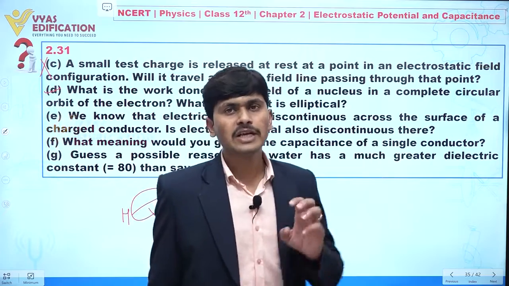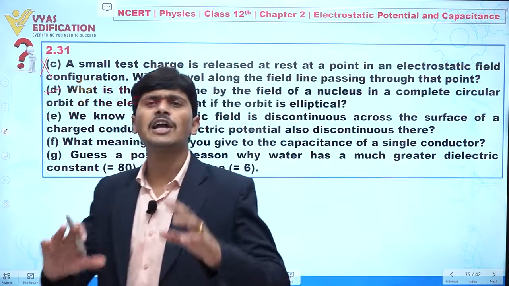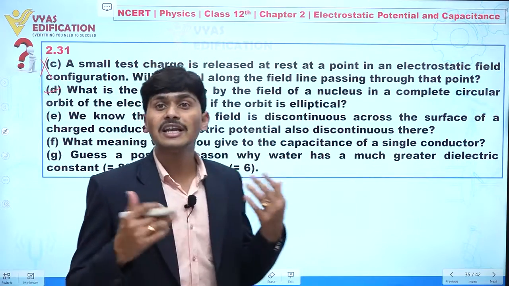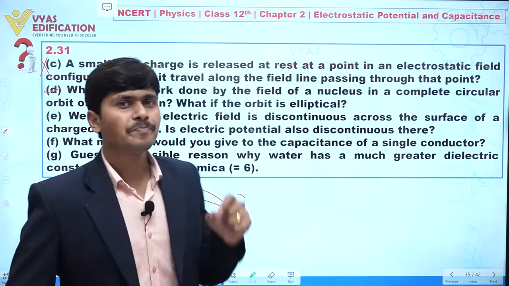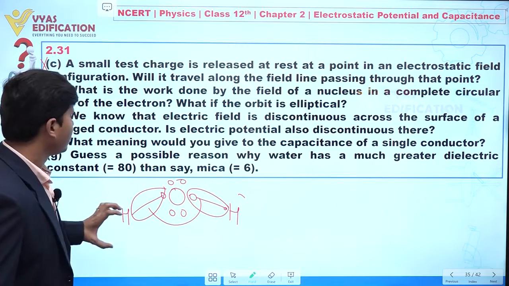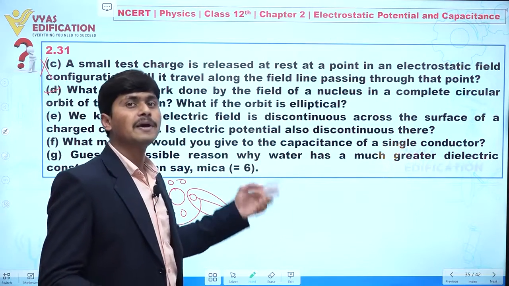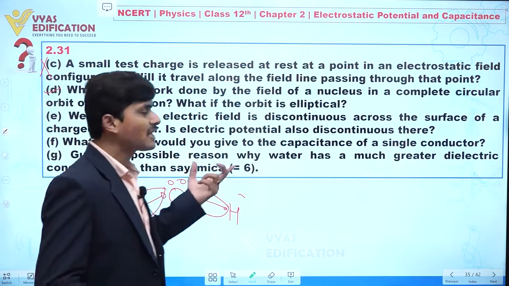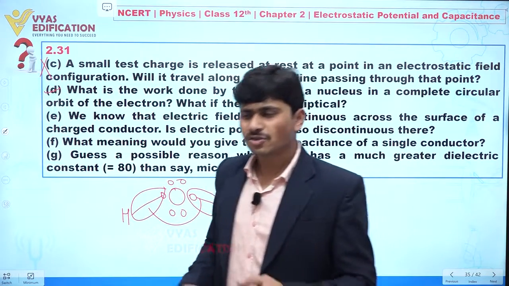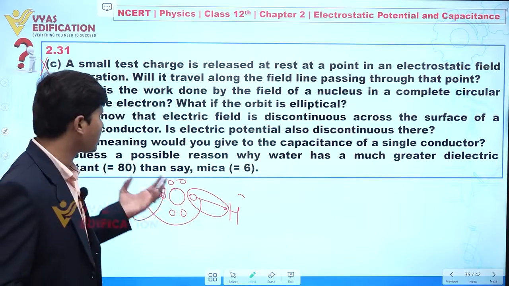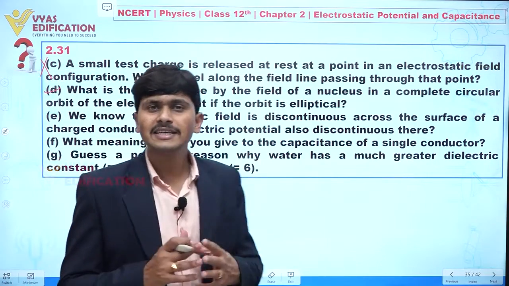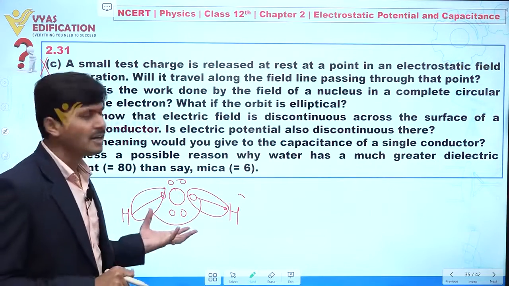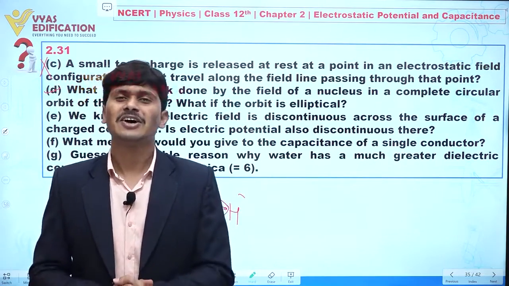Due to this structure of H2O, H2O has a high dipole moment. The value of the dipole moment of the H2O molecule is very, very large. Clear? That's why the dielectric constant of water is 80, which is very high compared to the dielectric constant of mica. Clear? So this is all about the theoretical aspect. But at least you should know that water has a higher dielectric constant because its dipole moment value is very, very high. Clear to everyone? So this is all about this question.